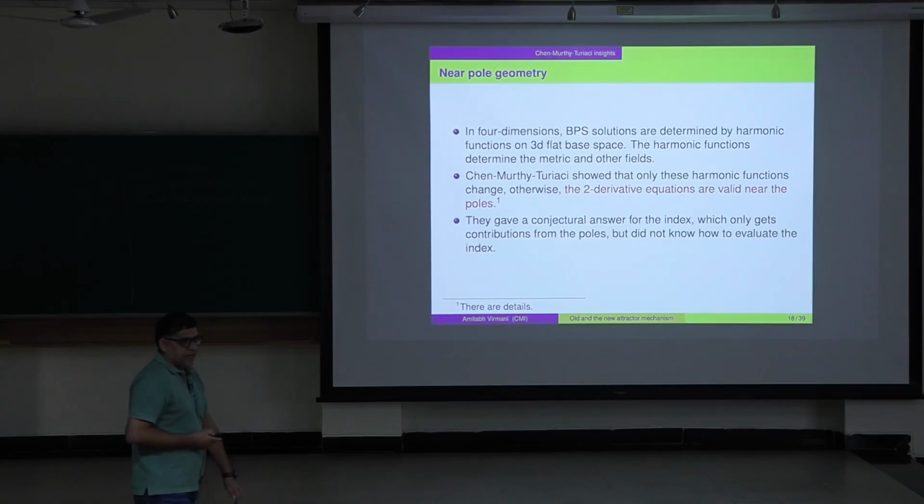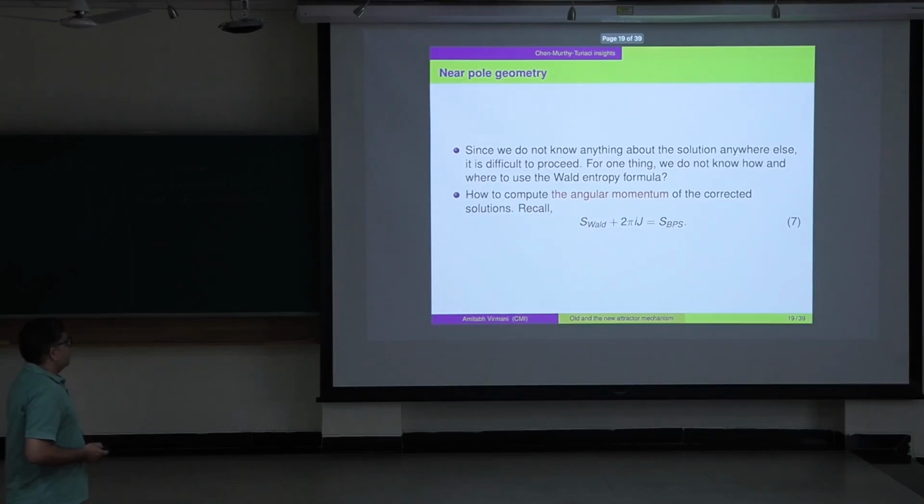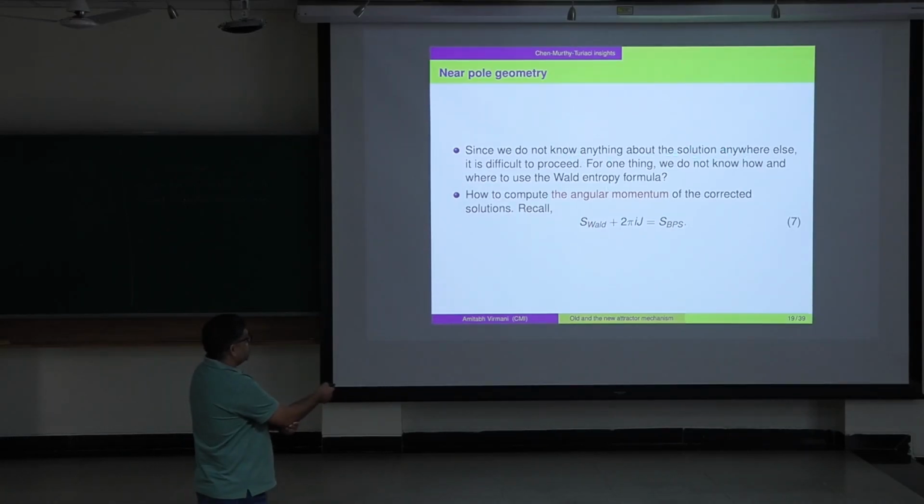Is it correct to understand that the higher derivativeness basically changes the harmonic function? Yeah, it only changes the harmonic functions, but once you know the harmonic function, you use two-derivative equations to find the geometry near the poles. Okay, so since we do not know anything about the solution away from the poles, it is still difficult to proceed, although these authors gave very useful insights. For one thing, we still do not know where to compute this Wald entropy. And we also do not know how to compute the angular momentum, because the formula requires not only the Wald entropy but also this piece.